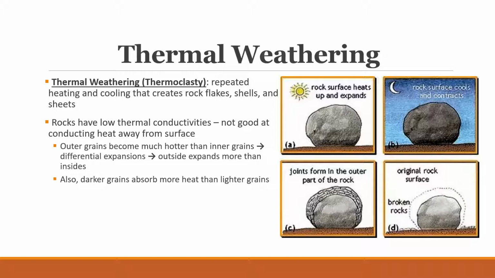So if the surface of the rock gets hot, that heat energy does not make it to the middle of the rock very quickly. What happens is we have this difference in temperature from the surface to the center of the rock body, where the outer grains become much hotter than the inner grains, and then the hotter grains expand more than inner grains. And what happens with this thermal weathering is we get flaky materials breaking off at the surface, and over time, the original rock body gets smaller and smaller.